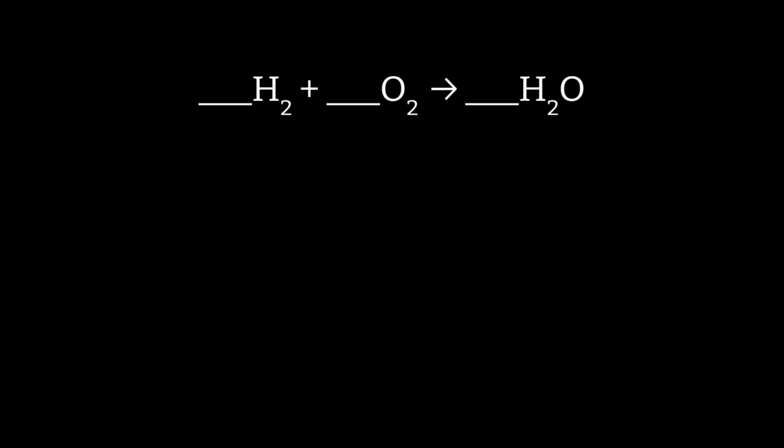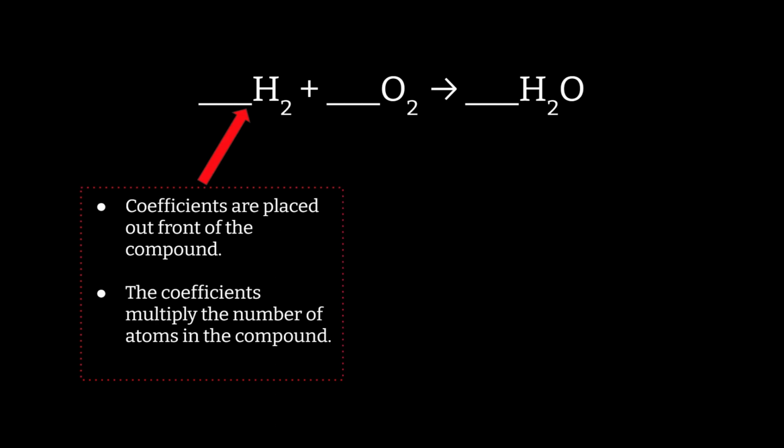Now taking a look at this chemical equation, we have H2 plus O2 forming H2O or water. Now what we're going to need to do is balance the chemical equation. And we're going to do that by placing coefficients out front of the chemical symbols. So coefficients are going to be out front of the compound, and the coefficients are going to multiply the number of atoms in that compound.